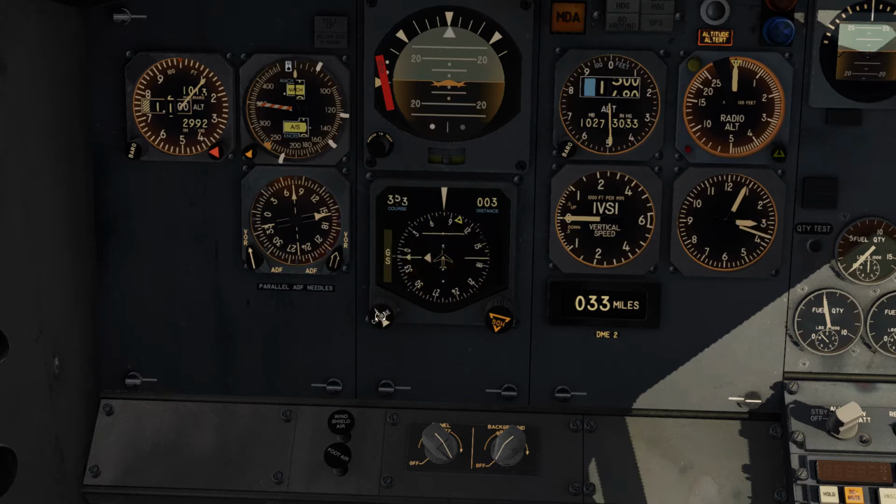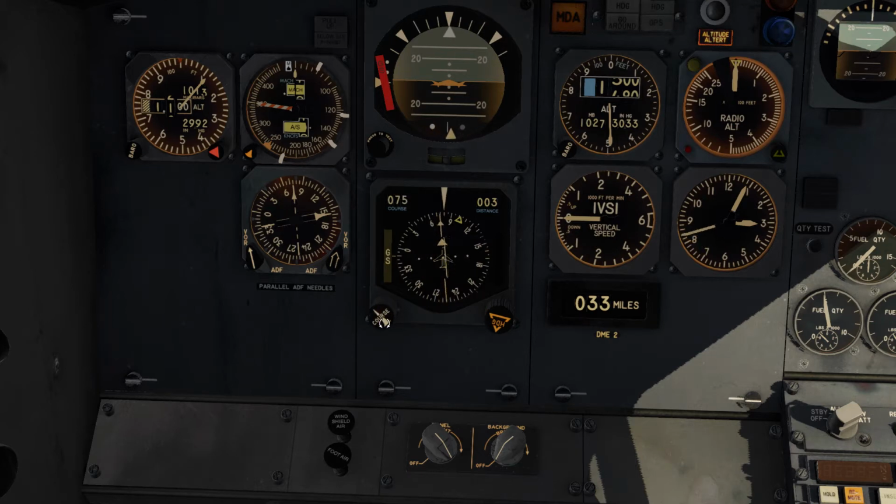As you rotate around, you can see that it will also become segmented. So your CDI, or your course deviation indicator right here, this line, will deviate left or right, telling you where your course is.